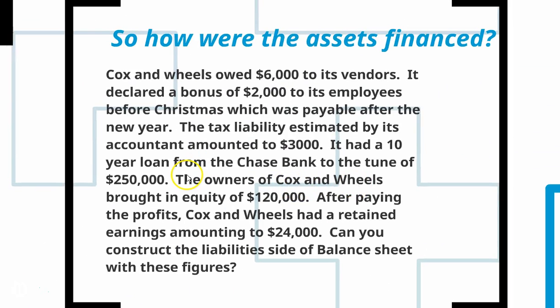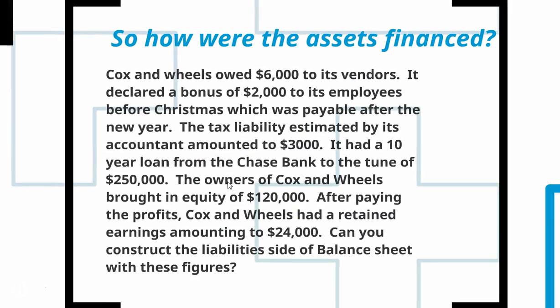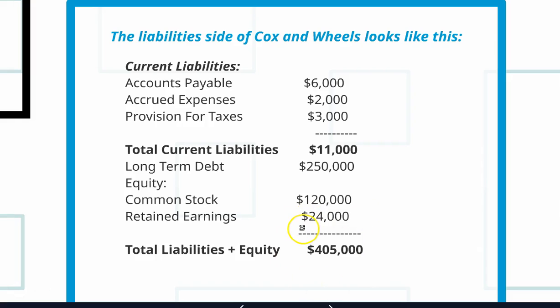The owners of Cogs and Wheels brought in equity of $120,000. That's here. Then the retained earnings amounted to $24,000. That's here. So if you add 11 plus 250 plus 144, you get $405,000. And you can see the liabilities are appearing according to the maturity. Those liabilities that mature earliest come on top and the remaining are at the bottom.